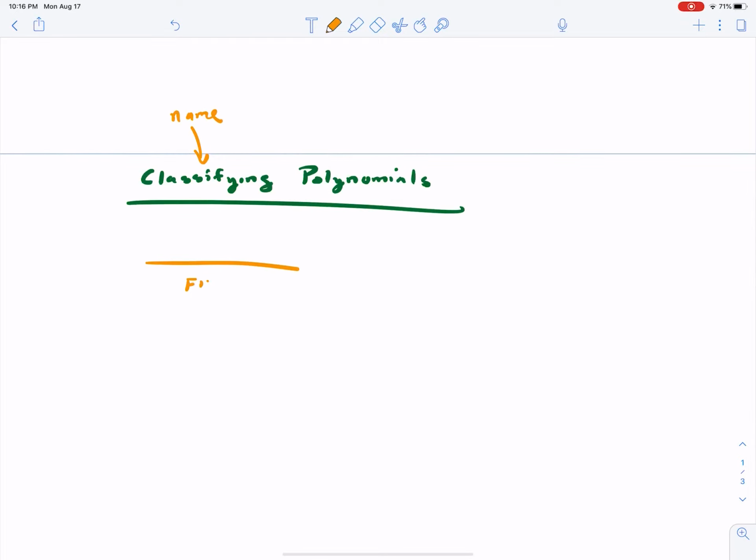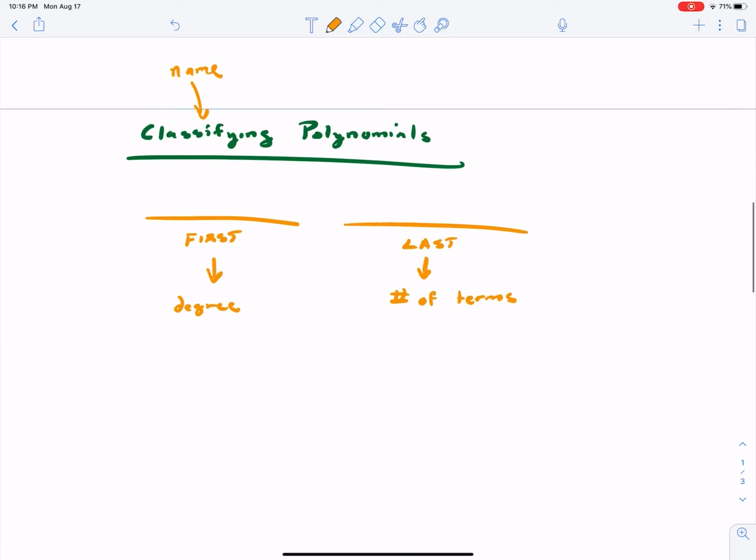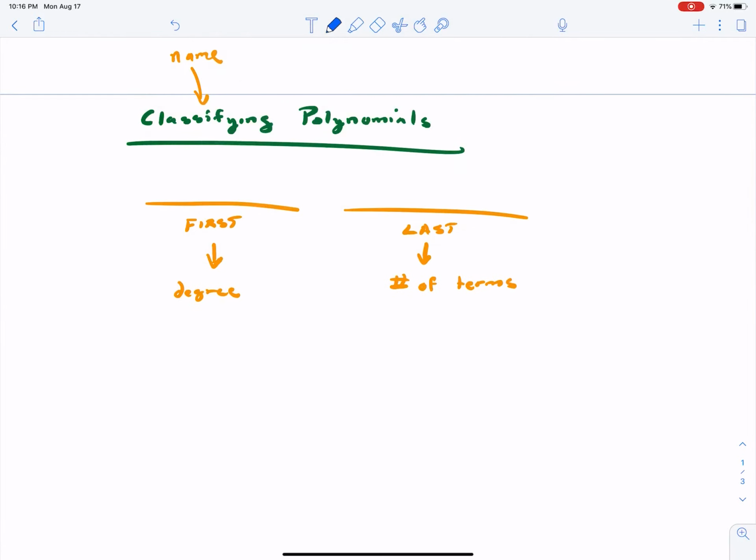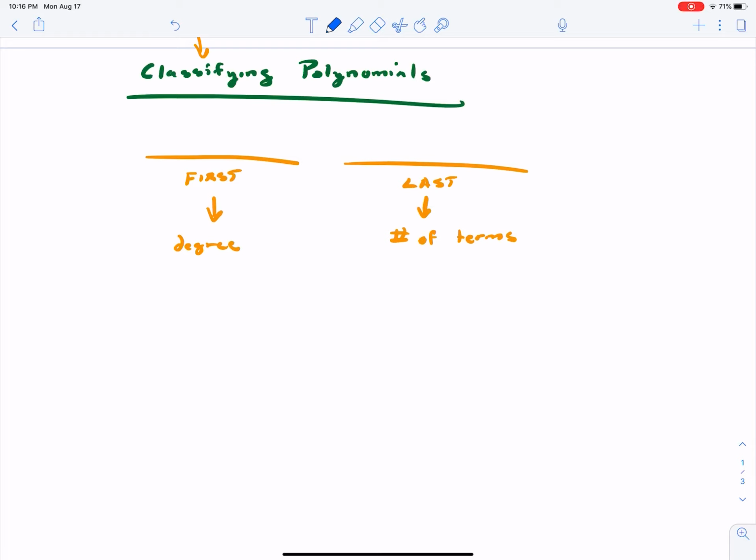So the first name, and there's the last name, okay? So the first and the last name, the first name is going to be the degree. And I'll explain what that means, okay? The last name is going to be the number of terms. And if you recognize this, great. If not, don't worry, okay? My job is to kind of refresh your memory here. So every time you classify a polynomial, you always have to have a first and a last name, okay? The first name is in regard to the degree, and the last name is in regard to the number of terms.